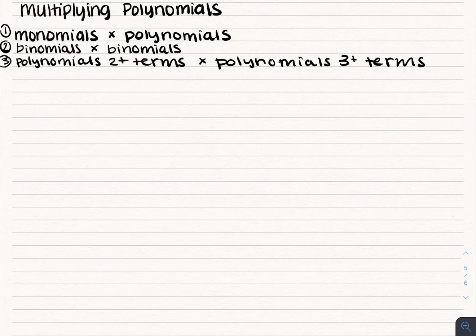Our second category is binomials times binomials. So that would be a 2-term polynomial times another 2-term polynomial. Number 3 is polynomials with 2 or more terms times polynomials with 3 or more terms. For today's lesson, we are actually just going to focus on the first 2, and we'll be visiting the third one in another lesson. So the first one we're looking at is monomials times polynomials.